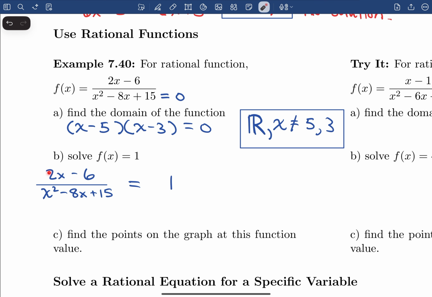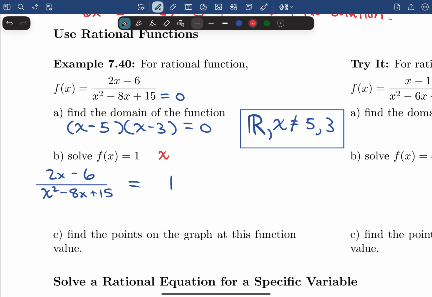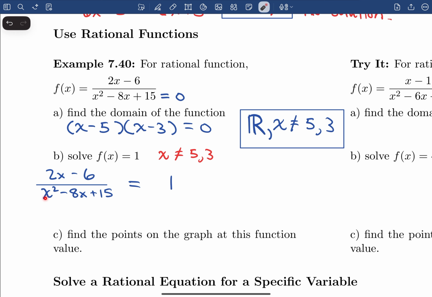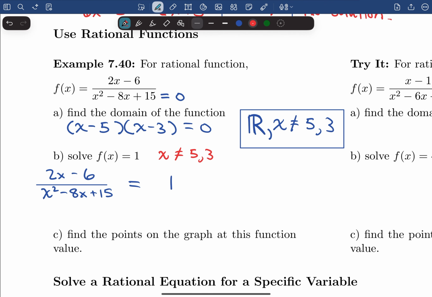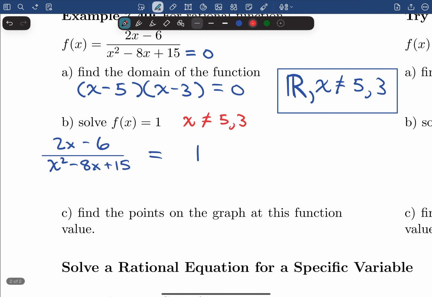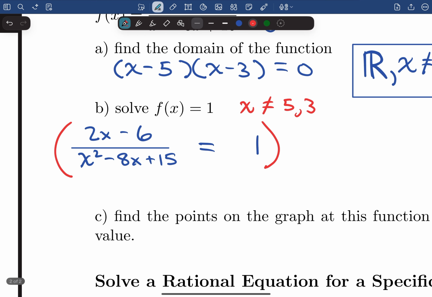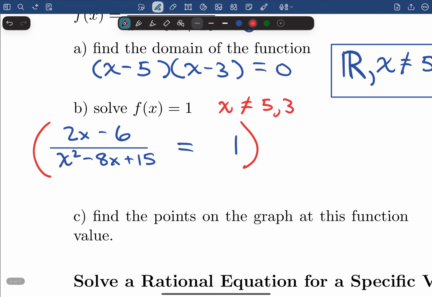Okay, so we're going to get out our strategies for how we solve rational equations. And, from the beginning, we would say, okay, well, x is not allowed to equal 5 or 3, right? Because those are the values that we discovered up here cause the denominator to equal 0. Okay, so now that we have found the exceptions to what x is allowed to be, we are now going to multiply this entire equation by the least common denominator, which happens to be x minus 3 times x minus 5.